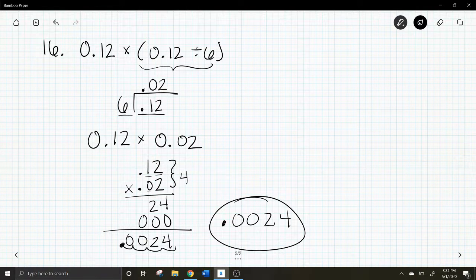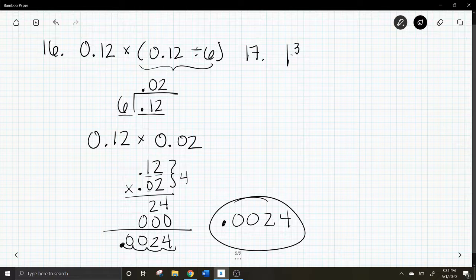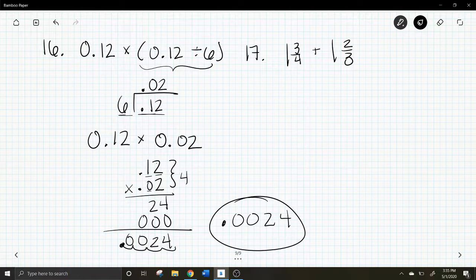All right, let's look at number 17, and I'm just going to work that one in the same exact place. 1 3/4 plus 1 2/3. Now remember the step to adding any fractions, whether they're mixed numbers or proper fractions, improper fractions, is that you want to have a common denominator. So our common denominator, look at these denominators. We have 4 and 3. Our common denominator is going to be 12.